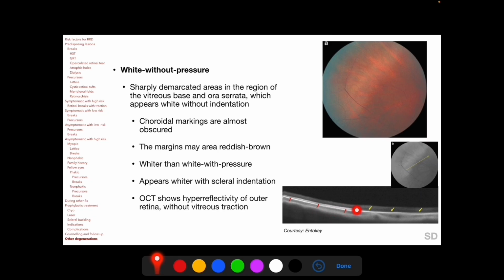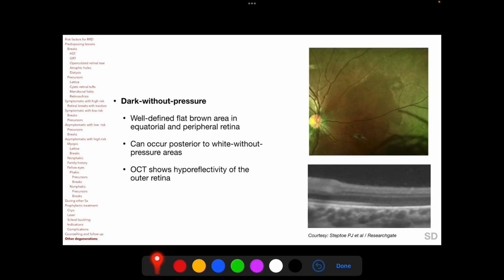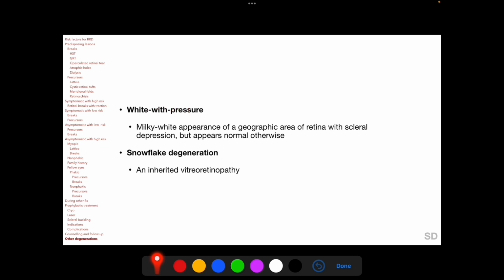Opacity of an area with white without pressure shows hyperreflectivity of the outer retina without vitreous traction. Dark without pressure, as seen here in this clinical photograph, is a well-defined flat brown area usually located in the equatorial and peripheral retina. OCT through an area with dark without pressure shows hyporeflectivity of the outer retina. White with pressure is a milky white appearance of a geographic area of retina with scleral depression which otherwise appears normal.